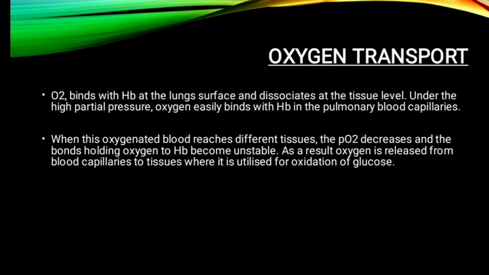In a normal person, the hemoglobin level is about 15 gram per 100 milliliter. The capacity of 1 gram of hemoglobin to combine with oxygen is 1.34 milliliter. Therefore, arterial blood carries about 20 milliliter oxygen per 100 milliliter of blood.